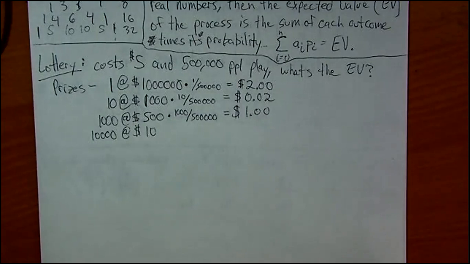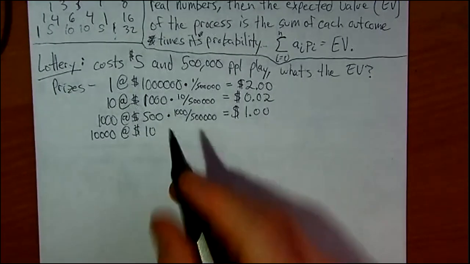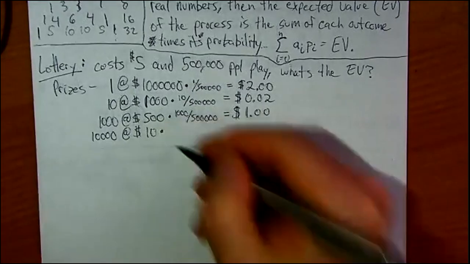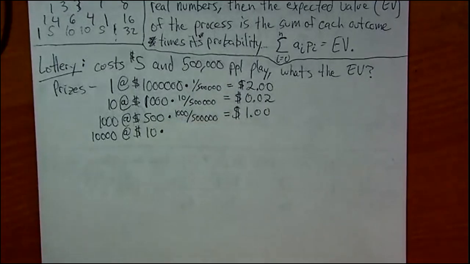Lotteries are sneaky. They try to trick you into thinking that the expected value is higher for playing than it really is. That's one of the ways they try to trick people into playing the lottery. Okay, so what about this last one, the third place prize? $10 times how much?